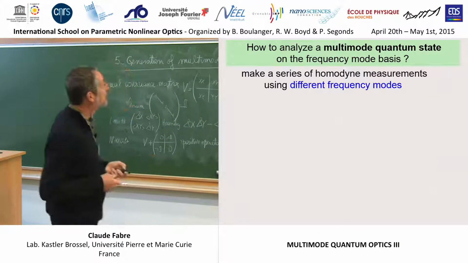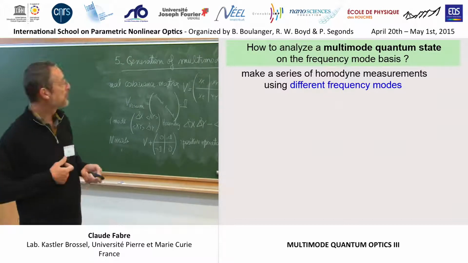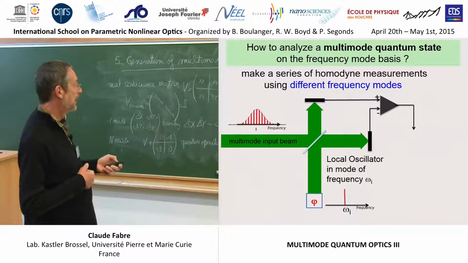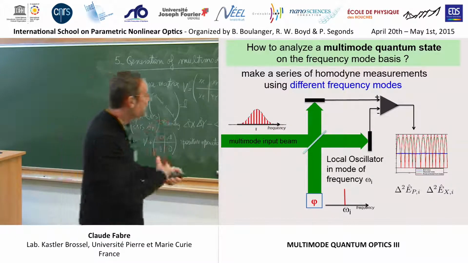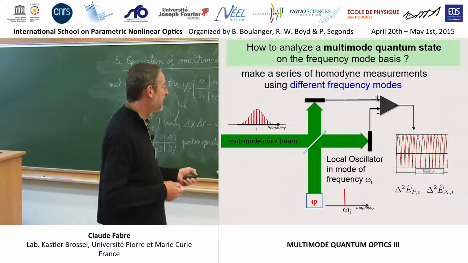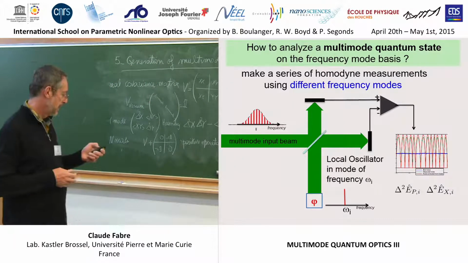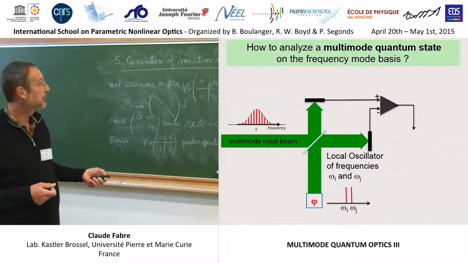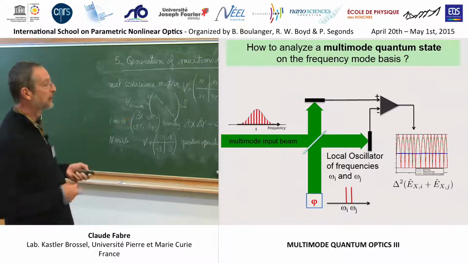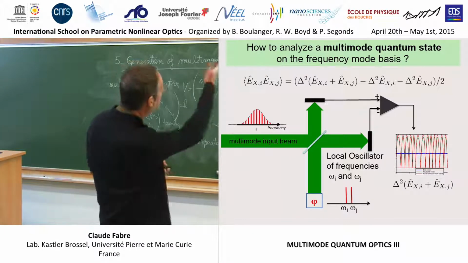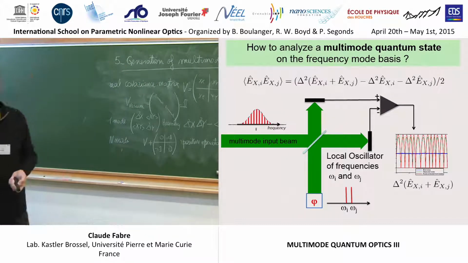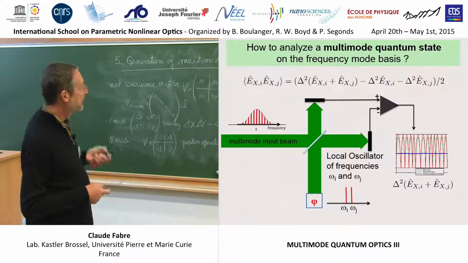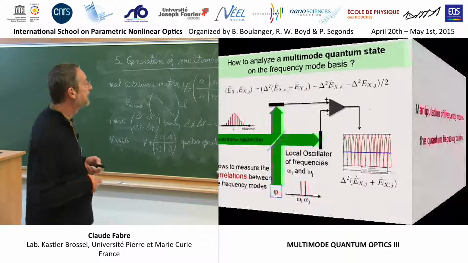If I want to analyze a multimode state, I've made a series of measurements, okay? So instead of having just one frequency, I have many, okay? For each frequency, I will have access, I told you, to the p and x components. And if I want to look at correlations, I send at the same time two frequencies and the local oscillator. Then I have the noise on the sum of the quadratures, and I use, as I told you, this relation between variances and correlations, which enables me to measure correlations. Okay, so I have everything.